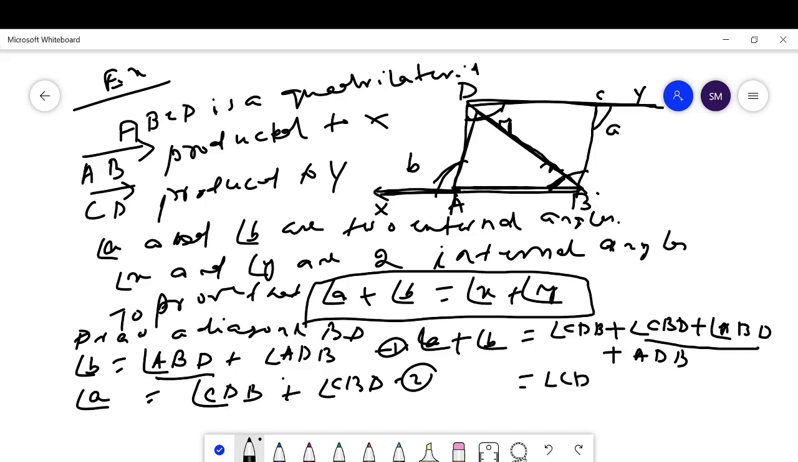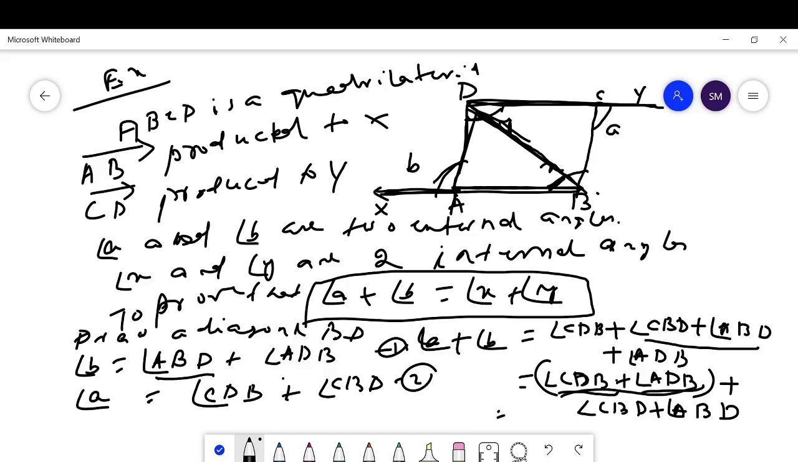Here angle CDB plus angle ADB plus angle CBD plus angle ABD. Look here: angle CDB plus ADB is equal to angle Y, and CBD, this angle plus this angle, is equal to angle X.